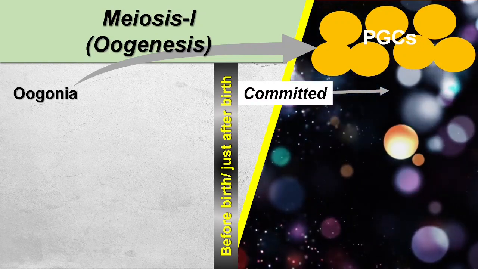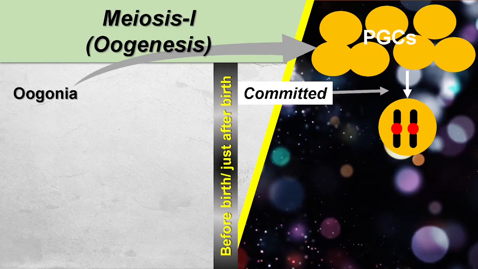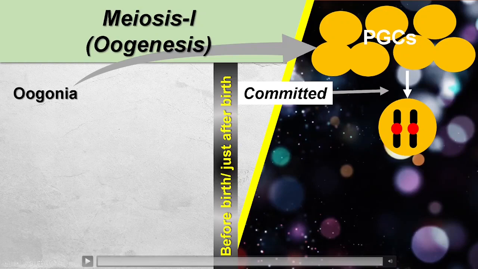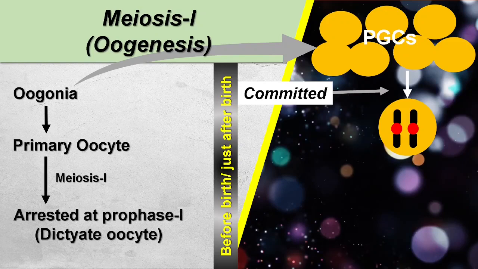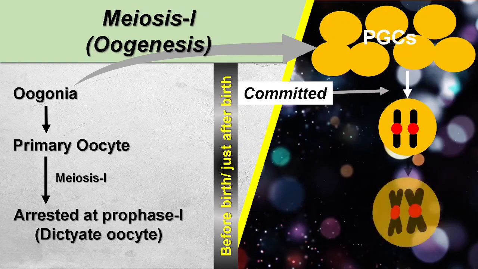When the oogonia undergo meiosis division, that is reduction division, they are committed to undergo reduction division. Here the chromosome number is the diploid number, and chromosome numbers are counted by the centromere. This red color is the centromere. When they are committed to undergo meiosis division, the oogonia enter into meiosis 1, that is reduction division. They enter into meiosis 1 but are arrested at prophase 1, and at that time the oocyte is called the dictyate oocyte. They don't complete the meiosis 1 division.